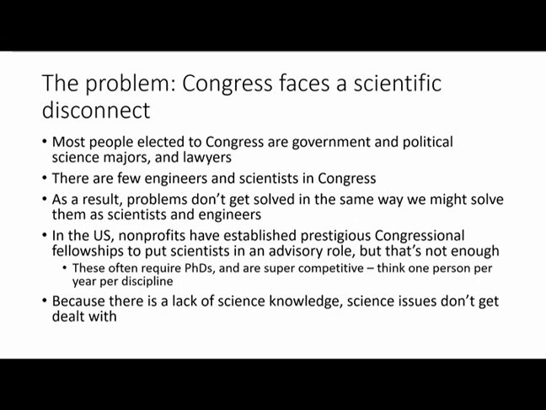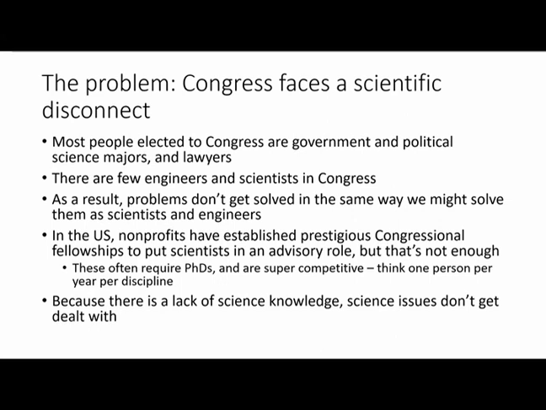But in the US, nonprofits have established prestigious congressional fellowships to put scientists in an advisory role. As I was talking about, here in the US, we have the Science and Technology Policy Fellowships, but that's not enough because these often require PhDs and they're super competitive. Sometimes one person per year for the entire field of neuroscience, for example. I think there's like 2 congressional fellows for the main fellowship program per year out of all of the people that apply.